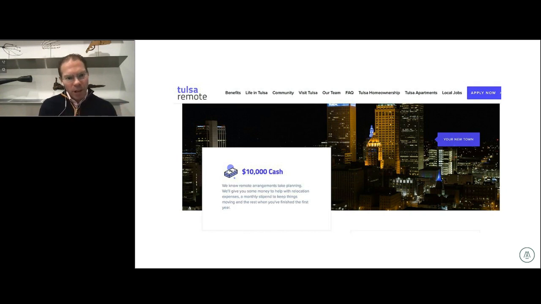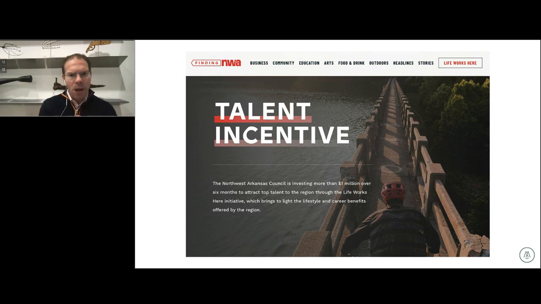Tulsa Remote was one of the first and arguably the most successful. Working with the Kaiser Foundation, they gave away $10,000 in cash to more than 2,000 people to date who have moved there while keeping their jobs somewhere else, becoming digital nomads, resettling in their community, and spending and becoming part of that urban fabric. To me, it's a really interesting case. We've seen this in Northwest Arkansas as well, where they give you $10,000 and a mountain bike, because they're very proud of their mountain biking.